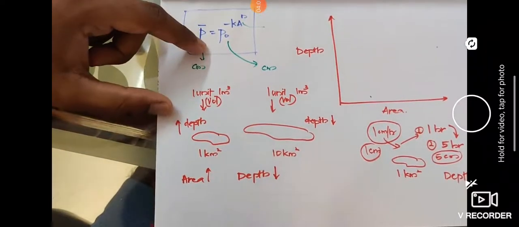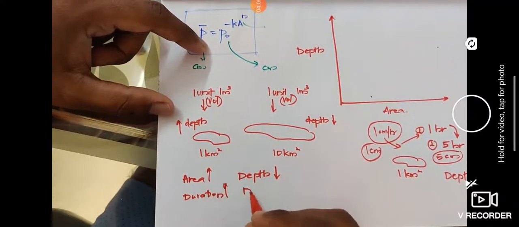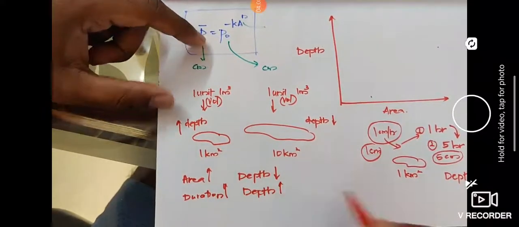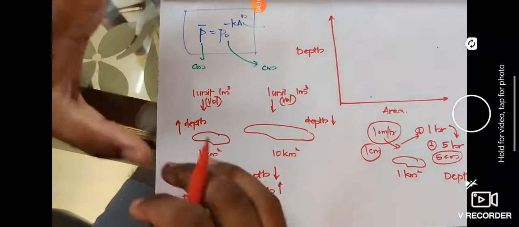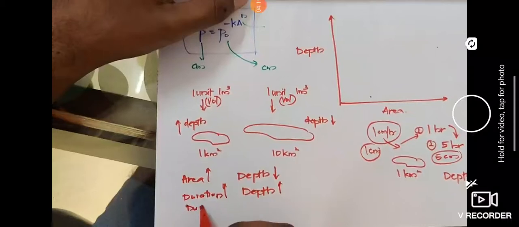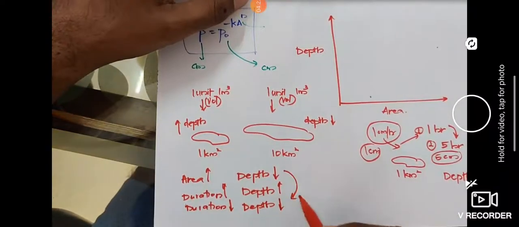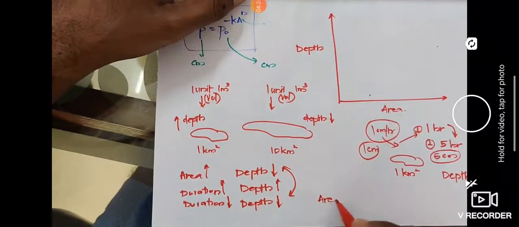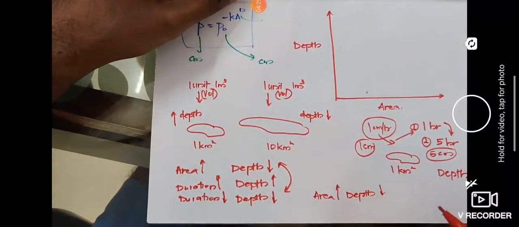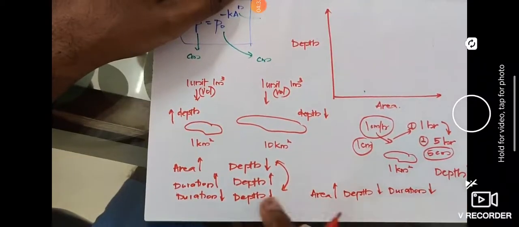So when the duration increases, what happens to the depth? The depth also will be increasing. So if I'm connecting all these things, I can write the other way also. Duration, if it is less, depth will be less. So connecting these two things, when the area is more, the depth will be less. So the duration of rainfall will also be less. That's how it's a relation.